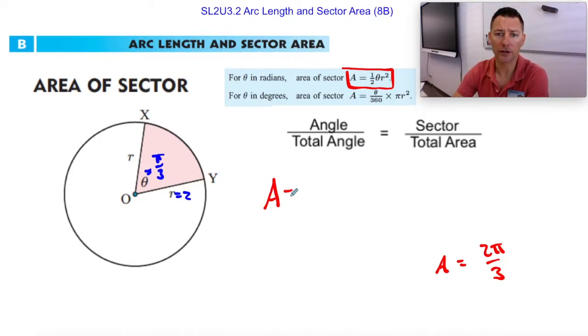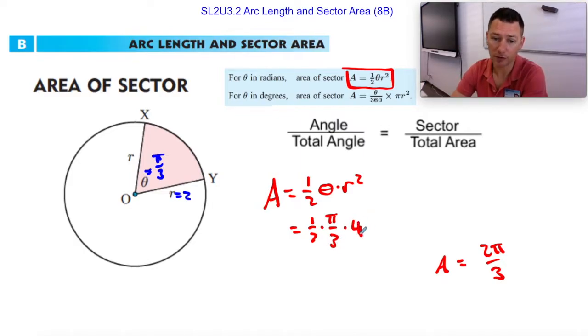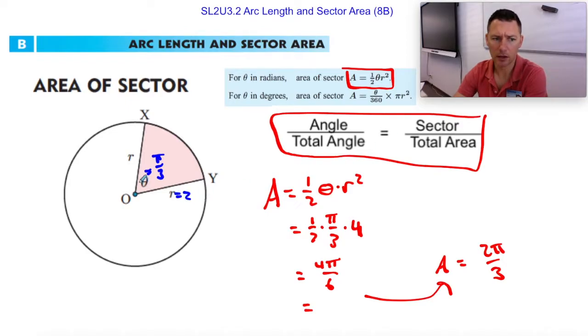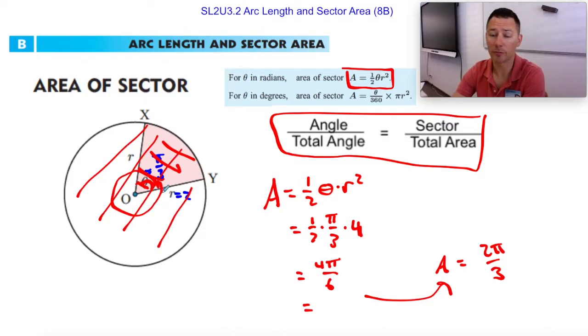So if you want to try to use it with that, it's half theta r squared, and theta was pi thirds, so this is pi over 3, and r squared: r was 2, r squared is 4, so this becomes 4 pi over 6, which becomes 2 pi thirds, right there, right? And you'll never have to look this up, right? It's just like the small area over the big area equals the small angle over the big angle.